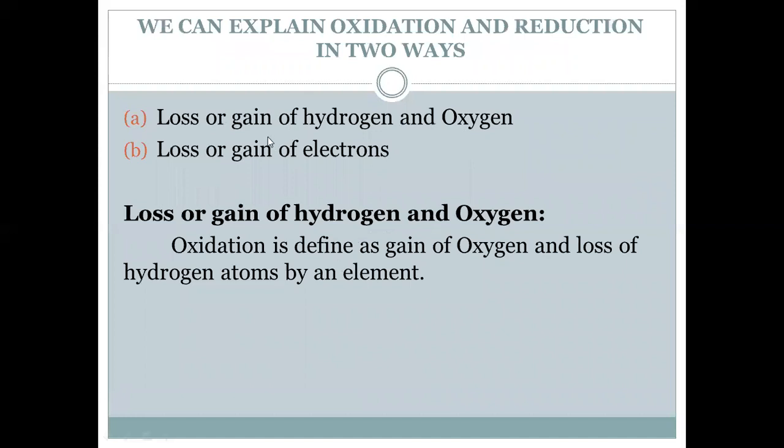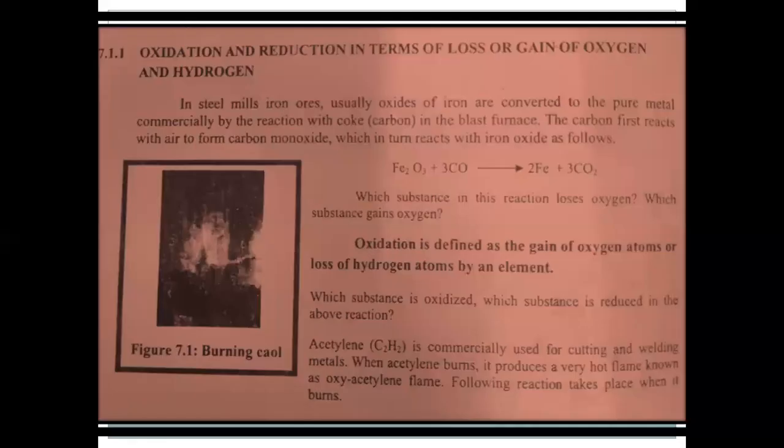Okay, the first two terms: loss of hydrogen and gain of oxygen in case of oxidation, and loss of oxygen and gain of hydrogen in case of reduction. First, we will explain it. What is oxidation? Oxidation is defined as gain of oxygen and loss of hydrogen atom by an element, and the reduction is loss of oxygen and gain of hydrogen atom by an element.